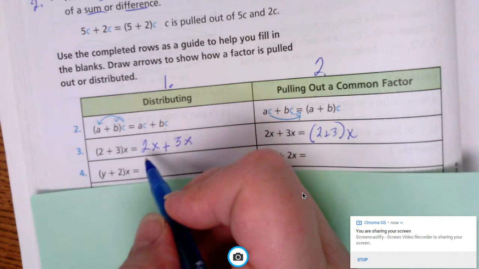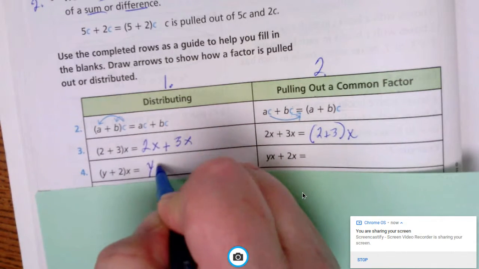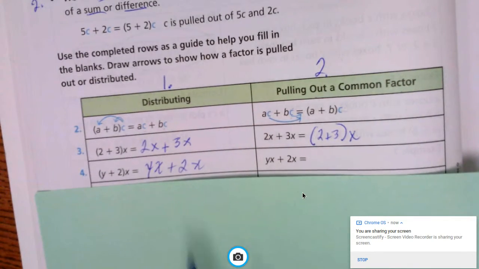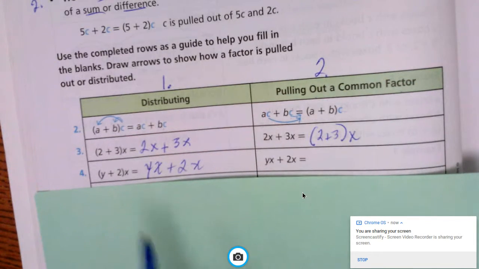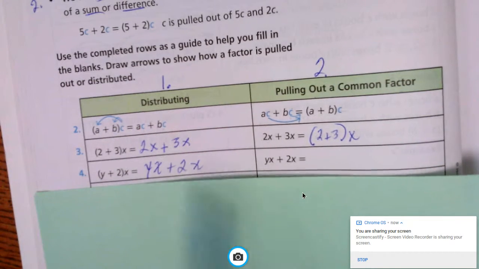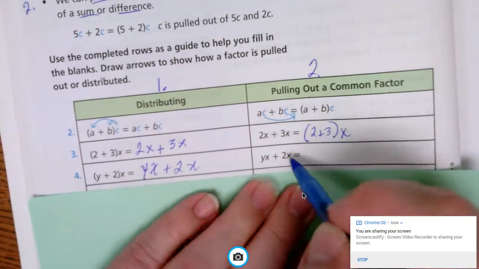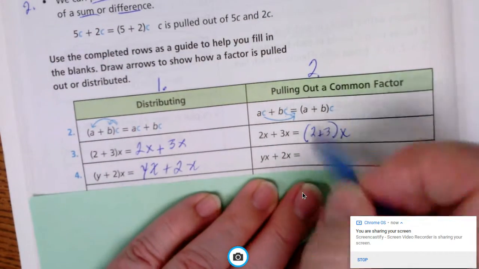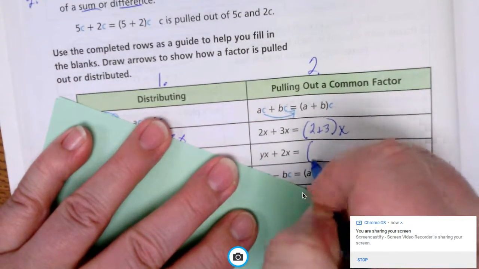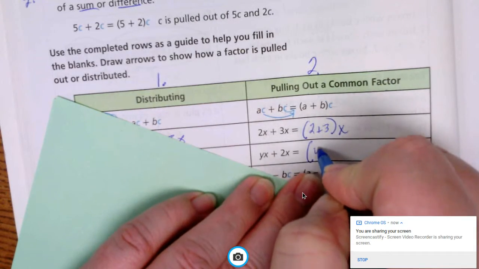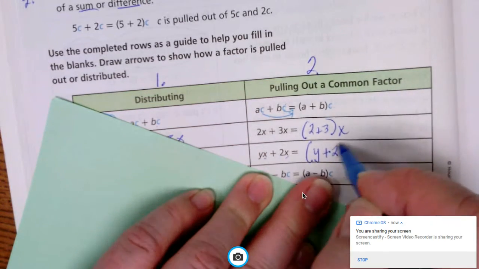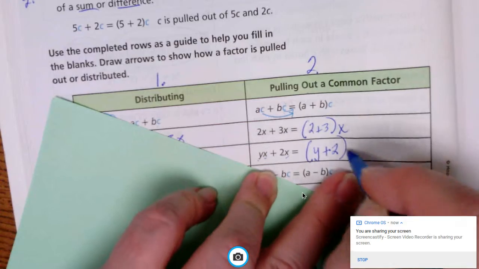So we have yx plus 2x. I like to make squiggly lines so it doesn't look like a multiplication symbol. That's still the same, because it would be y times x plus 2 times x. So we're just making equivalent expressions. Here we're starting that way. Now don't cheat and just look at that. Try to do it from your head. So y plus 2. We're pulling out the y and the 2 and leaving behind that 1x.